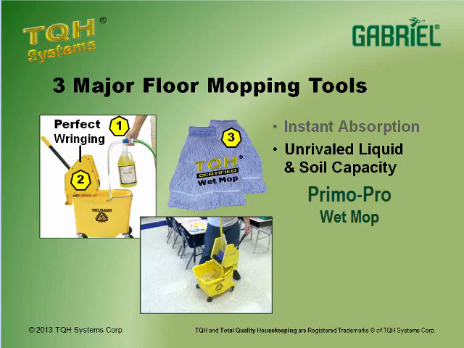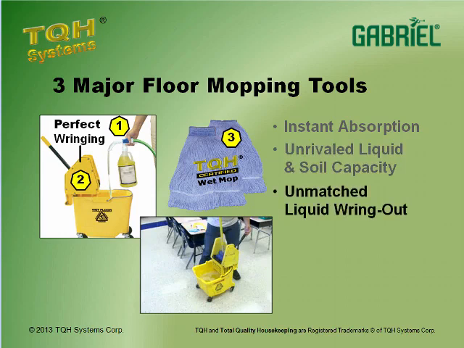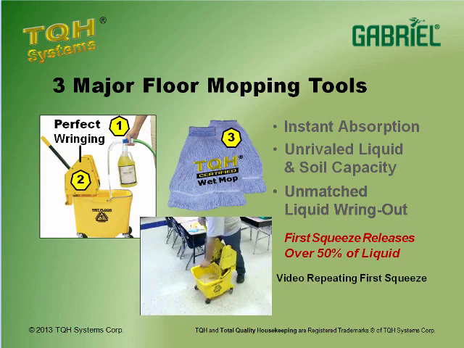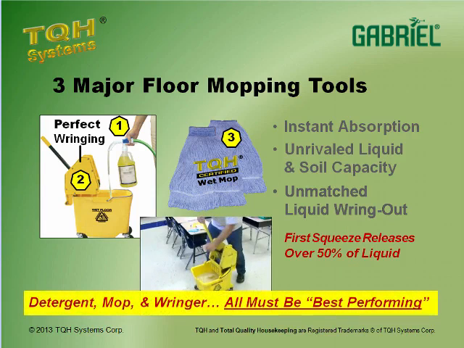You can have a great detergent, but if the mop doesn't do its job properly, you're either working harder than you have to, taking longer to get the job done than you should, and you may not even get the results that you could achieve. A TQH certified wet mop will allow you to wring out solution much more easily than just any mop. Basically, the first squeeze will release over 50% of the liquid. The detergent, the mop, and the wringer, they must all perform well. If one of them doesn't perform well, performance is going to be jeopardized.